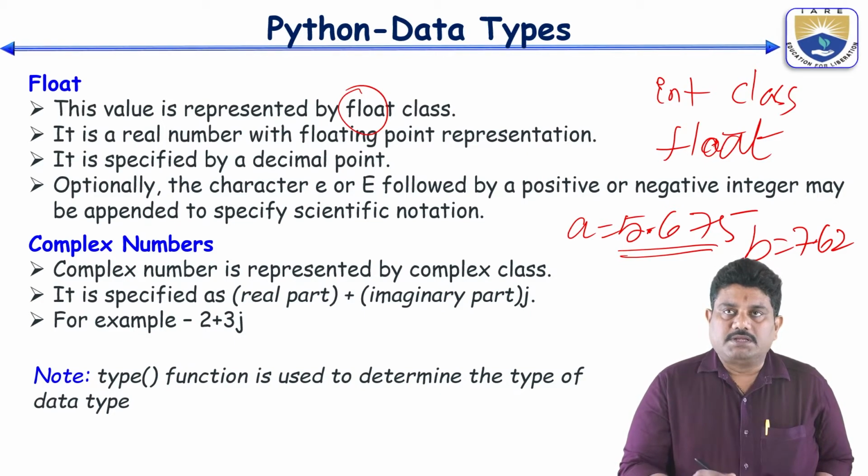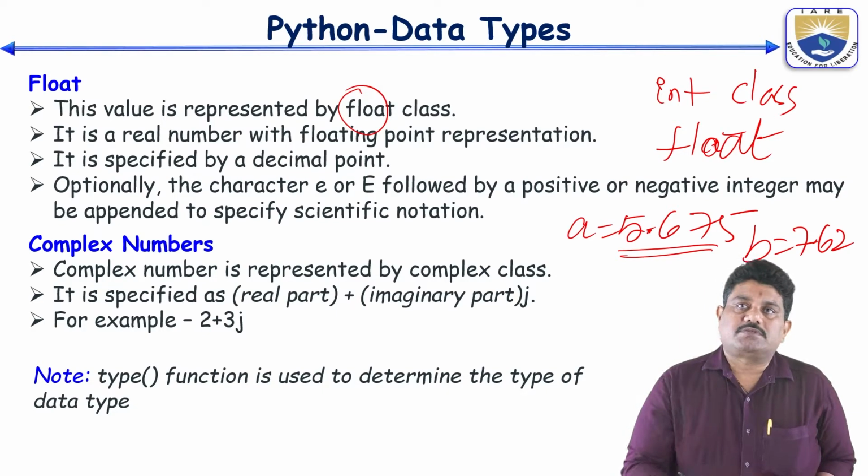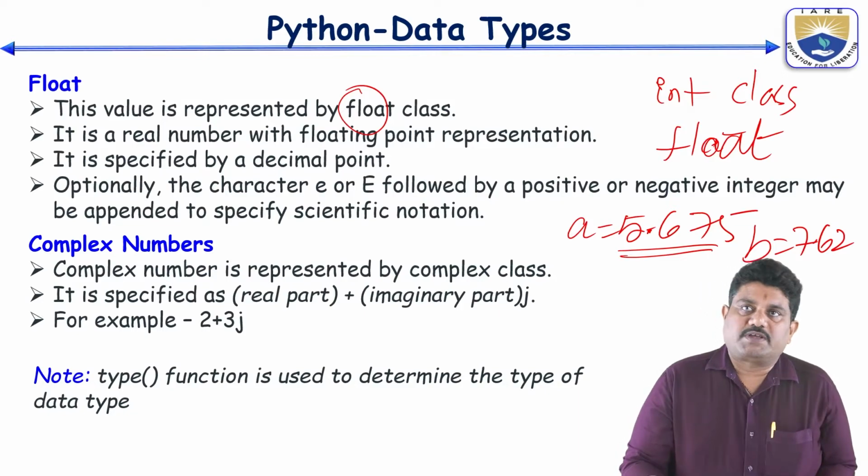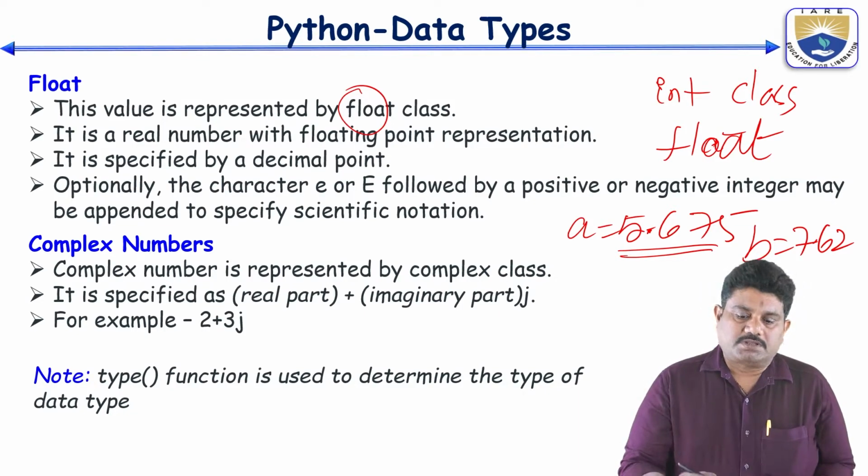Optionally, the character E, small e or capital E, followed by a positive or negative integer may be appended to specify scientific notation. Yes, sometimes values are huge, bigger values. So we can also specify them with the E notation. That is also possible.